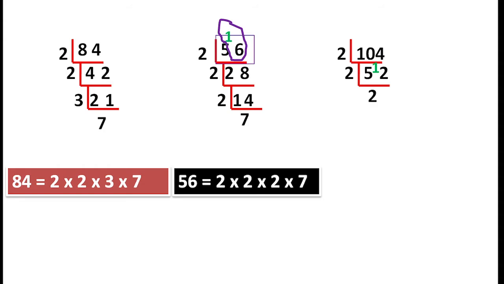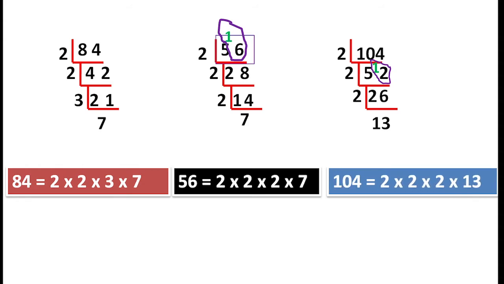You can easily understand and take the next number as 12. I have already marked that number, 12. 12 by 2 is 6. And 26 is an even number. We can divide with 2. 2 by 2 is 1 and 6 by 2 is 3. And we know that 13 is a prime number. So we have to stop there, and 104 can be written as 2 into 2 into 2 into 13. That is the prime factorization of 104.